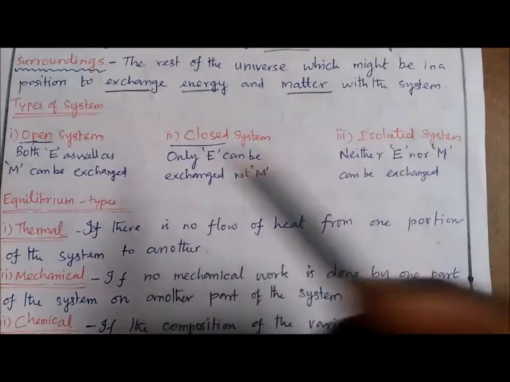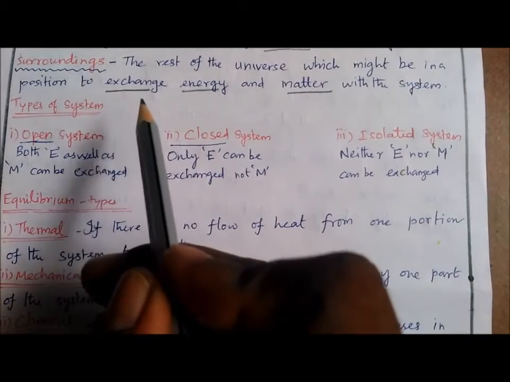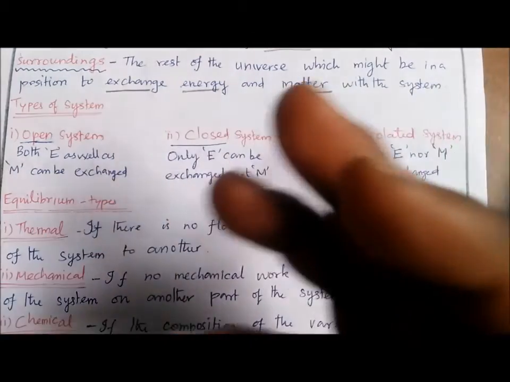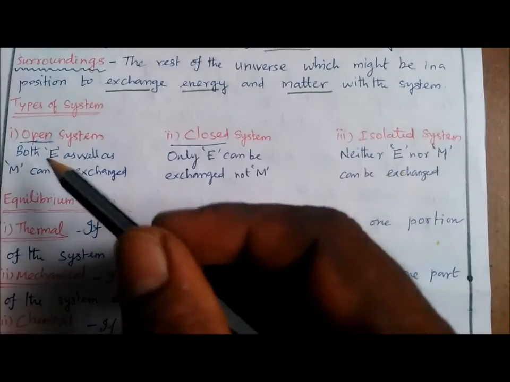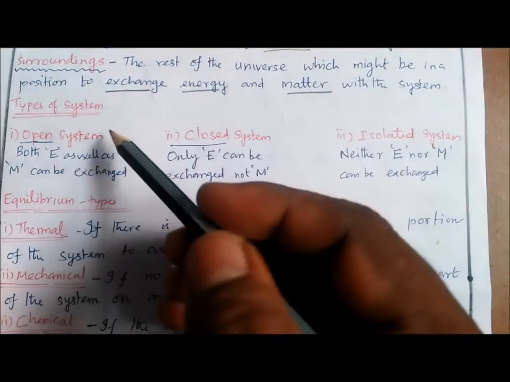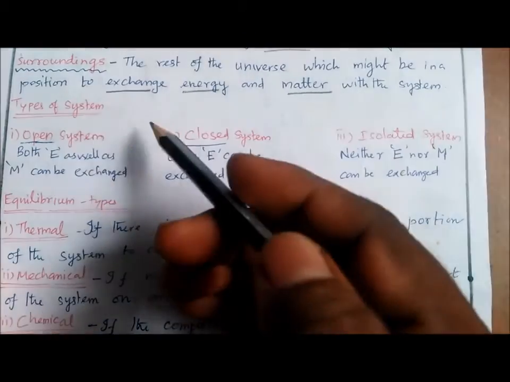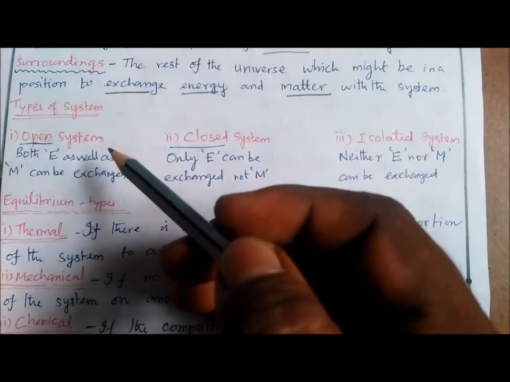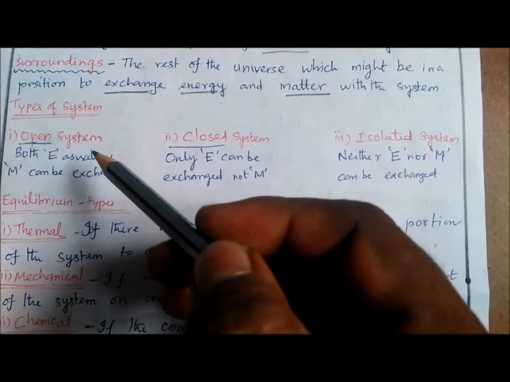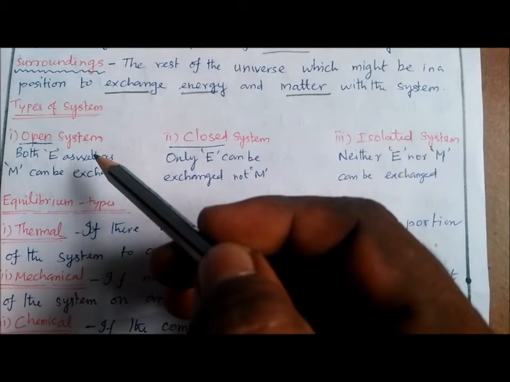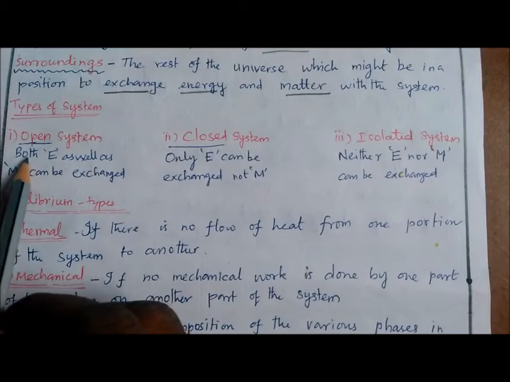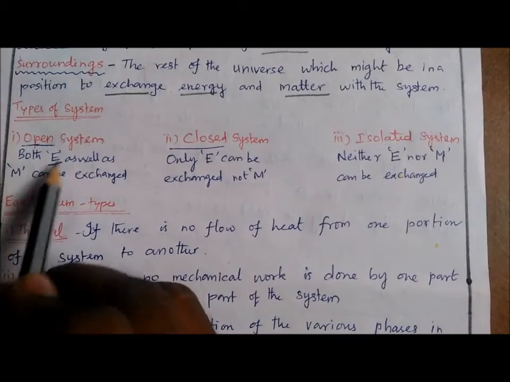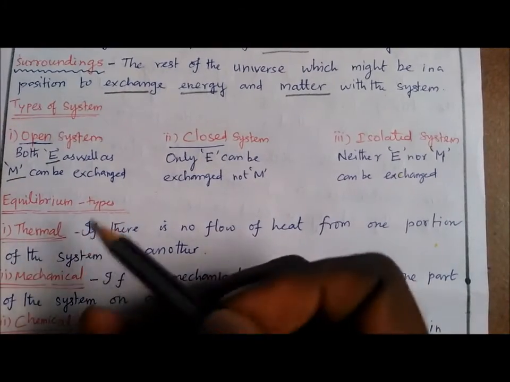Open system, for example, an open conical flask with which we are boiling something in a particular chemical reaction is called an open system. So what is the definition? A system which can exchange matter as well as energy with its surroundings is said to be an open system. So both the energy as well as matter can be exchanged in an open system.